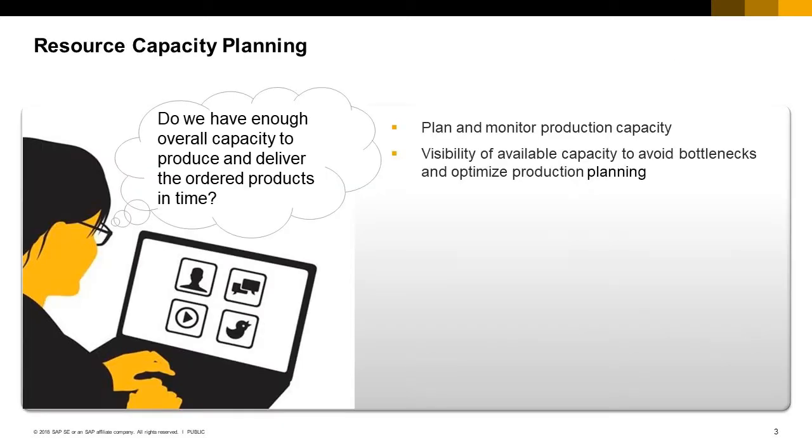A significant part of the production process involves the consumption of resources. We can define available capacity, consume it in production, and manage resource capacity availability. This functionality allows us to plan and monitor the capacity of the resources, to avoid bottlenecks and optimize production planning.